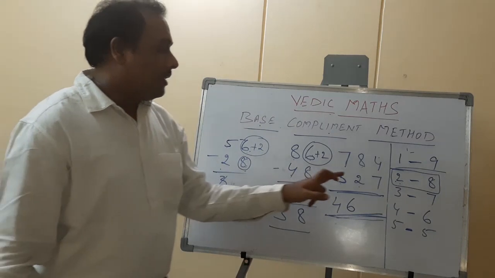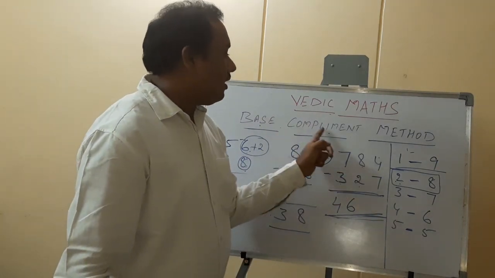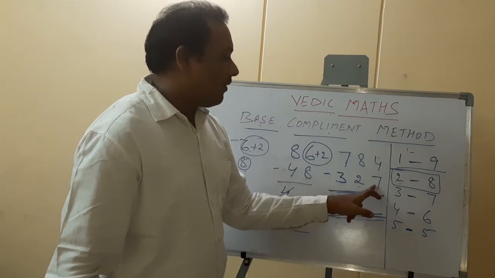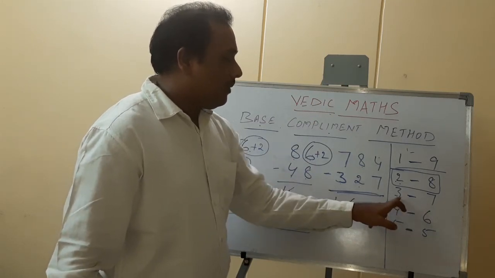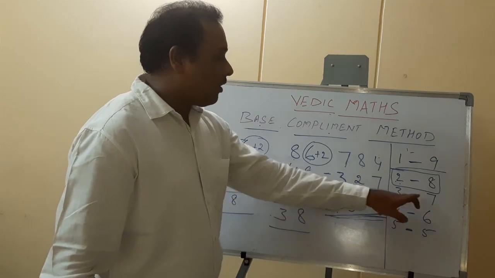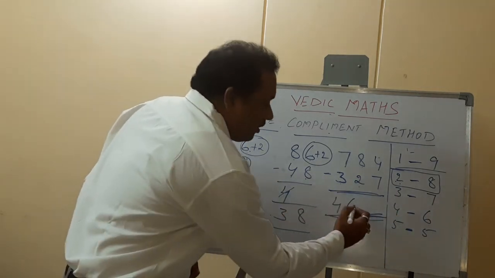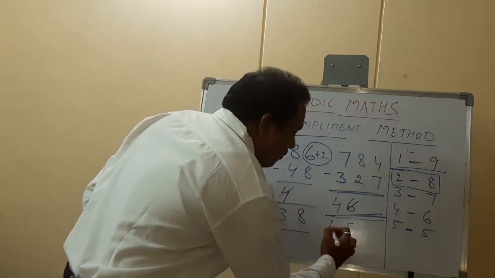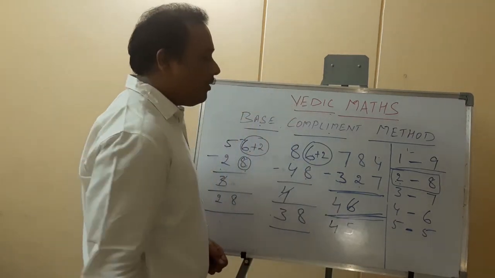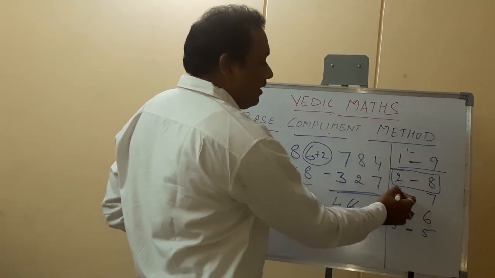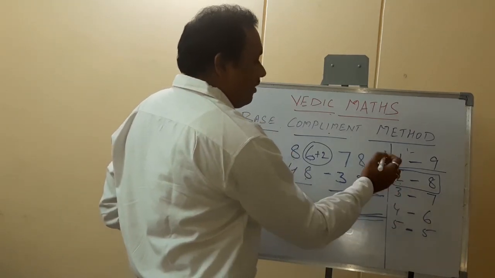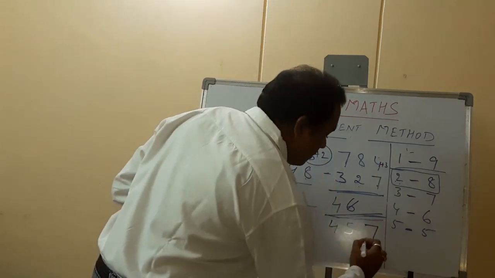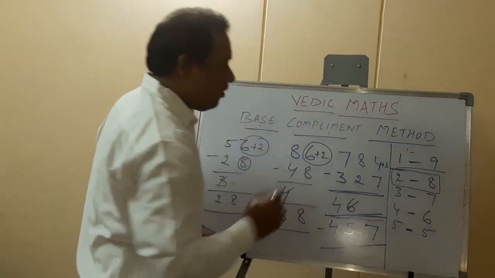Now the problem comes here: we cannot take 7 from 4. As I cannot take 7 from 4, I will go for the base complement method. Then what is the complement for 7? The complement for 7 will be 3, right? As I am going for the complement method, this one will become 5 because I am going to reduce 1 actually. So 4, 5, and the complement for 7 will be 3. So then what will happen? 4 plus 3 will become 7. So the answer is 4, 5, 7.